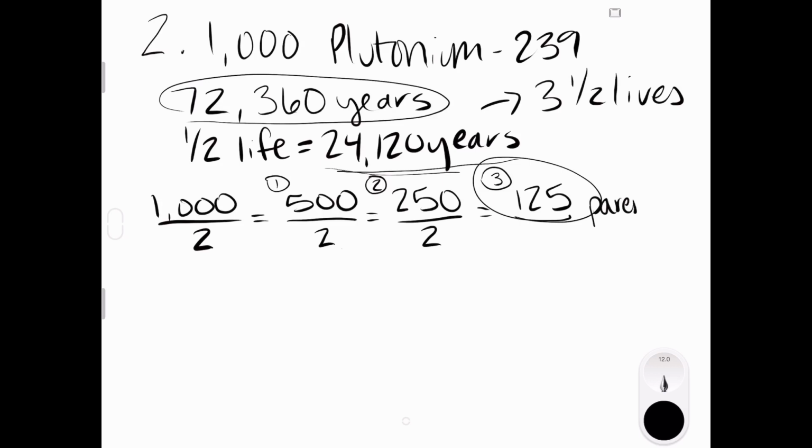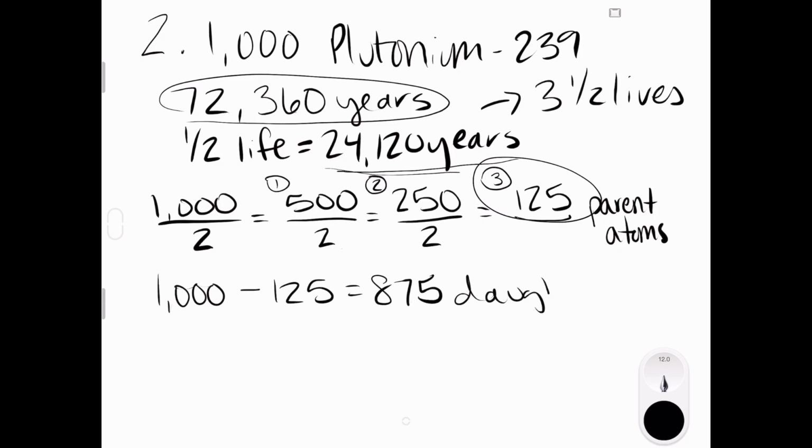Okay. So then this question also asks how many daughter atoms were produced. So again, here we're just going to take our original 1,000 atoms and we're going to subtract the number of parent atoms we calculated, so 125, and we are left with 875 atoms. So we'll write that down, 875, and those are our daughter atoms. Okay, and again, you'll notice that these two numbers, 875 and 125, equal 1,000.